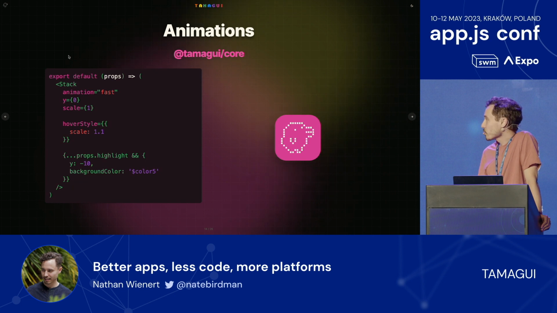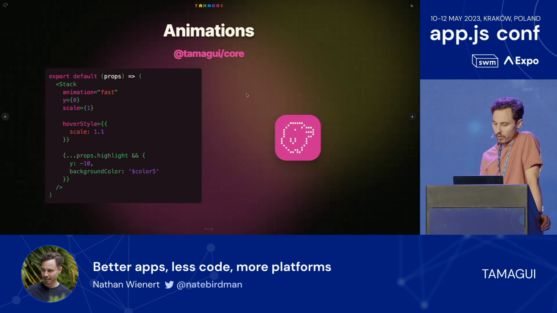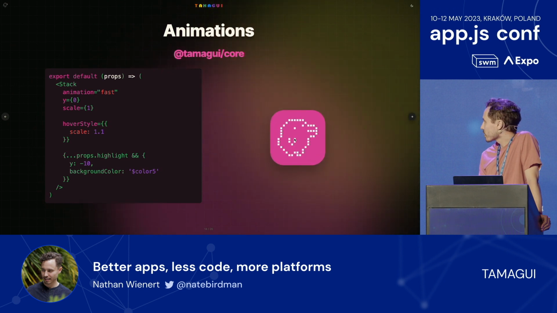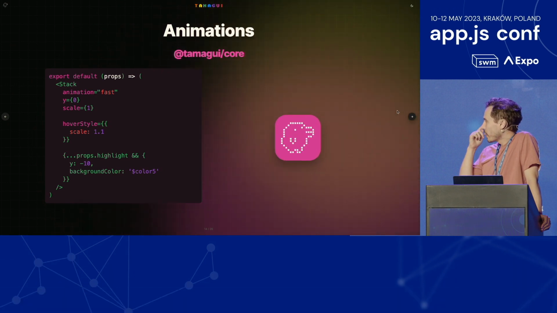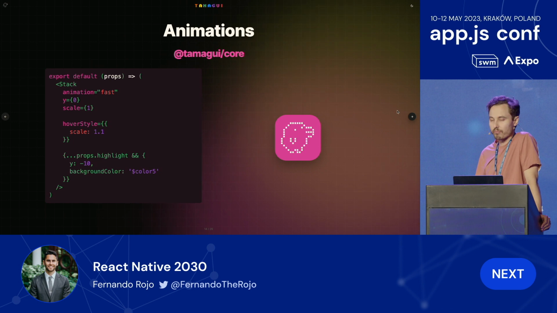This is a quick example just showing how animations work. You have a stack view, you give it the animation property, and then all of these properties will animate, and I can hover on this, and it does a little spring effect, and that's that.